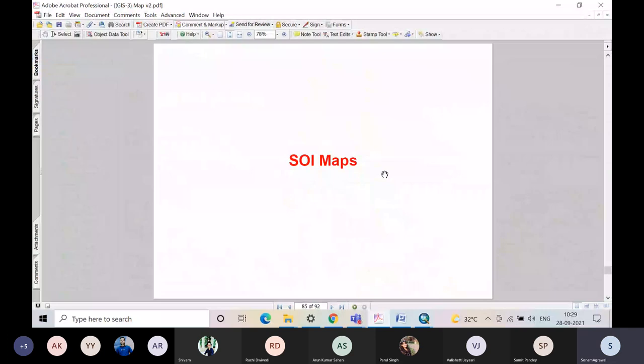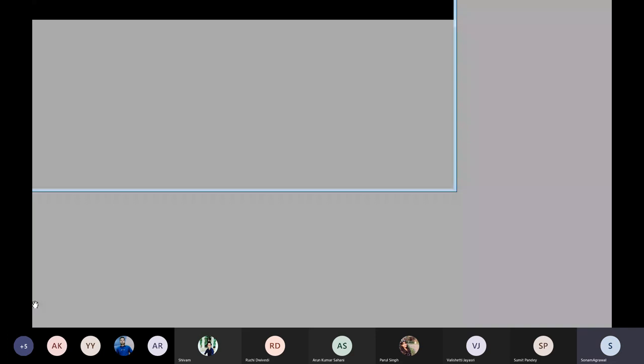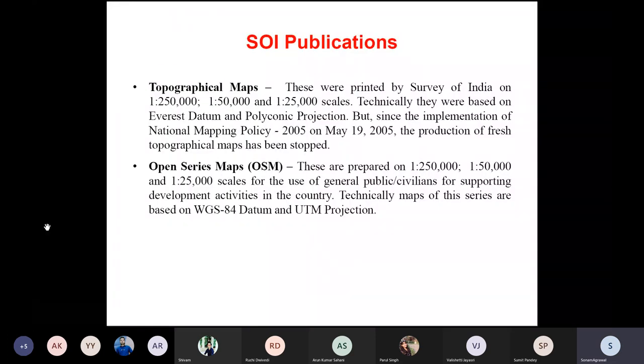So Survey of India publishes the topographical maps for India. It is a national mapping agency. Where is its headquarters located? At which city? Delhi? No, at Dehradun. Not at Delhi. The headquarters of Survey of India is located at Dehradun.